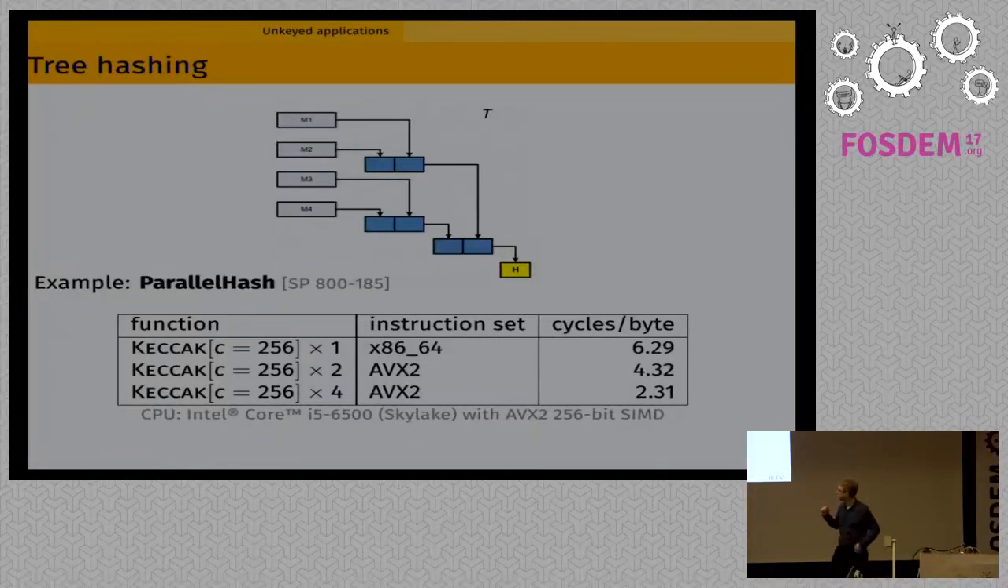In the latest standard from NIST, there is this parallel hash function that exploits this kind of parallelism, and you can see that the number of cycles per byte, still on this Skylake processor, decreases significantly as soon as you can exploit this parallelism. As soon as your input is big enough, you can go down to 2.3 cycles per byte, which is quite fast. So that's the existing standard.